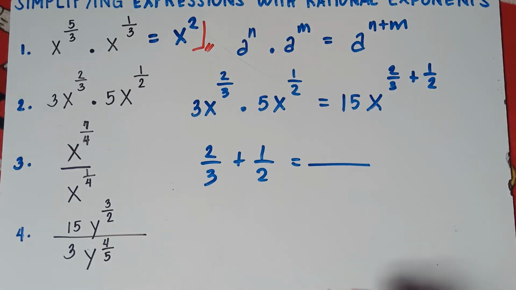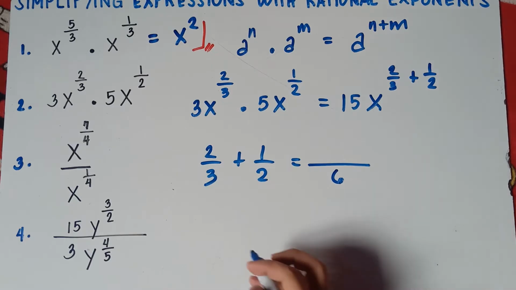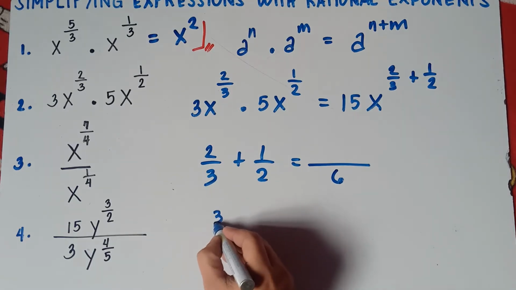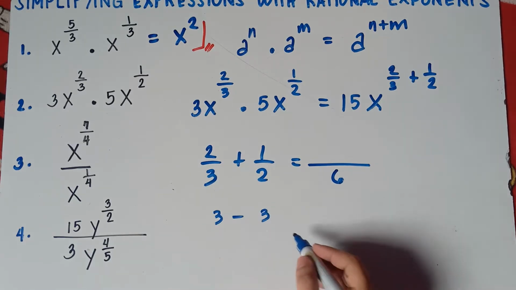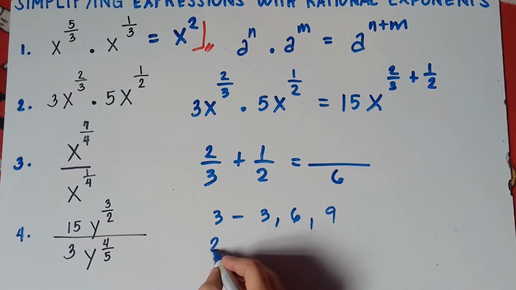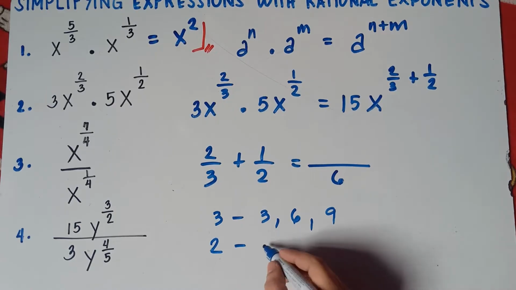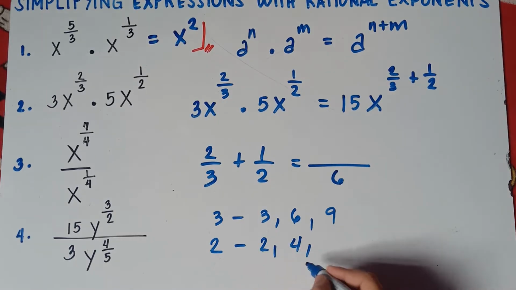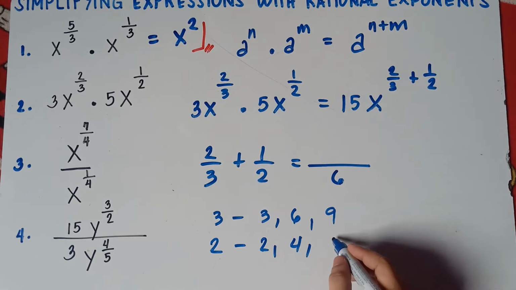Of course, that would be 6, right? Or if you're confused with that one, just get the multiples. Multiples of 3, that would be 3. 3 times 1 is 3. 3 times 2 is 6. 3 times 3 is 9. And the multiples of 2, we have 2 times 1 is 2. 2 times 2 is 4. 2 times 3 is 6.